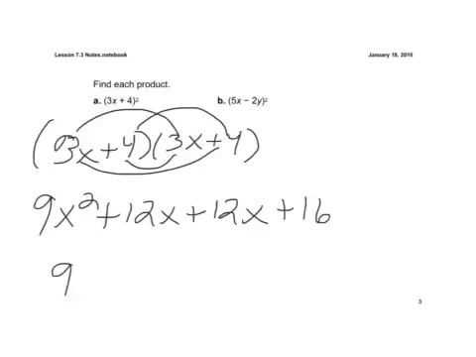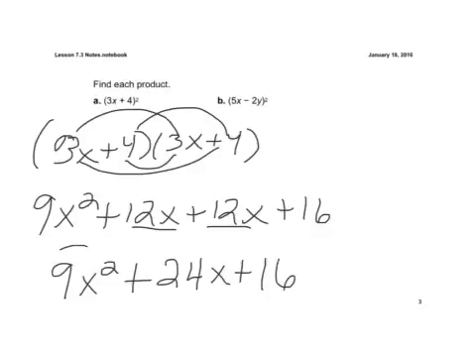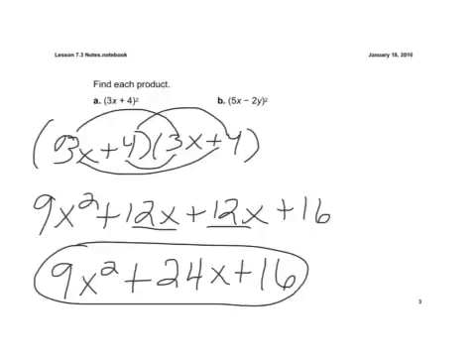And now we have 9x squared plus, notice why that middle term is multiplied by 2, because we have two identical terms, which in this case would add up to 24x plus 16. And then there's your final answer. All right? And go ahead and erase this one.